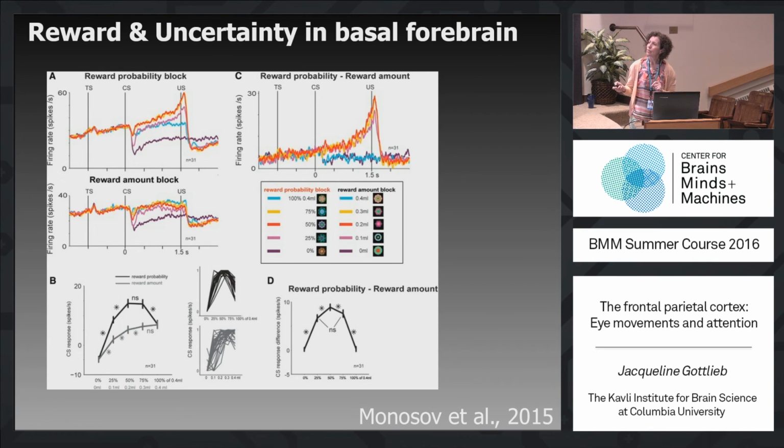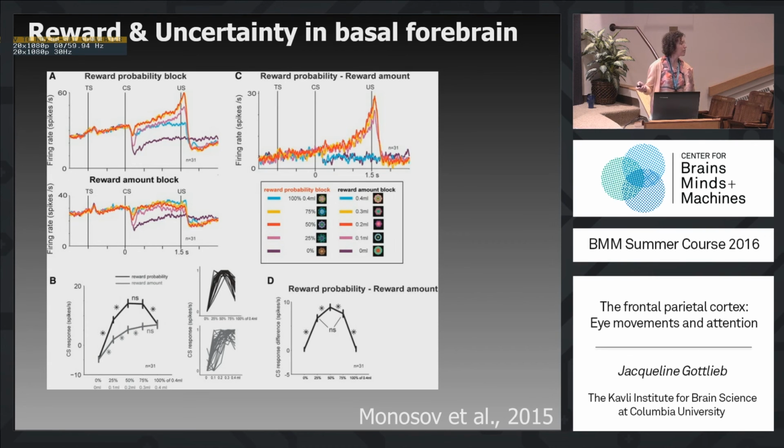So the neurons showed a function like this. On the x-axis here, for the black trace, is the probability of reward. And for the gray trace is the magnitude of reward. So such that the points here are matched for expected value. So you can see two things. First of all, there is a linear trend here.